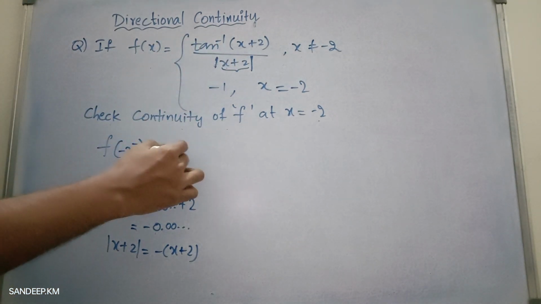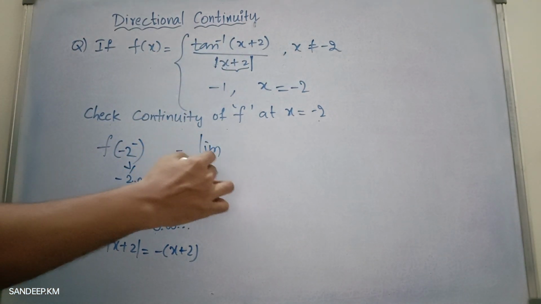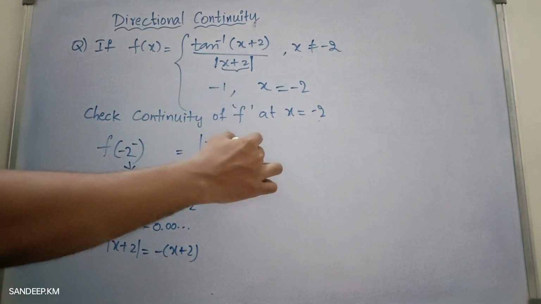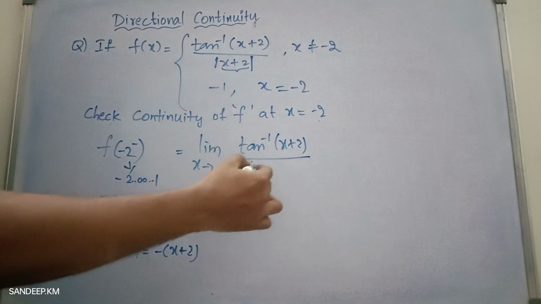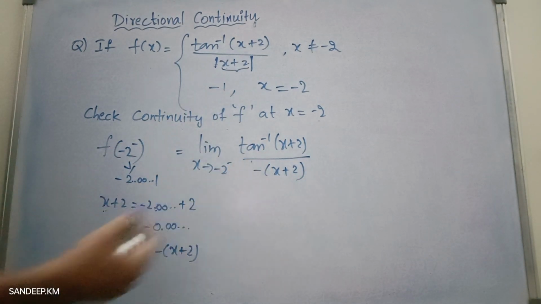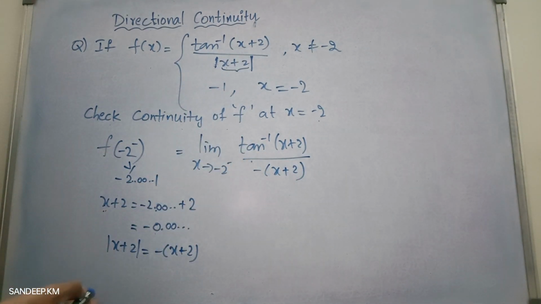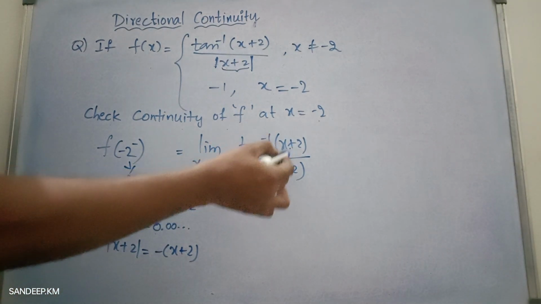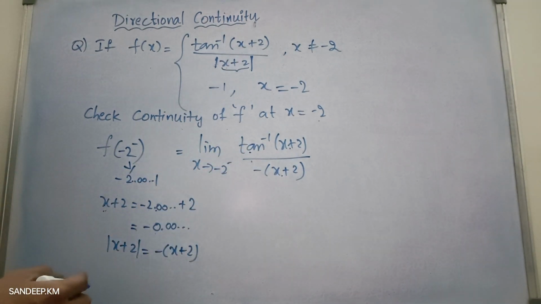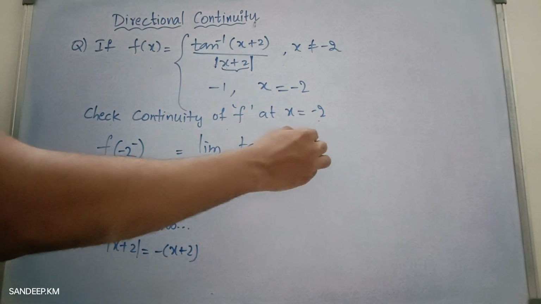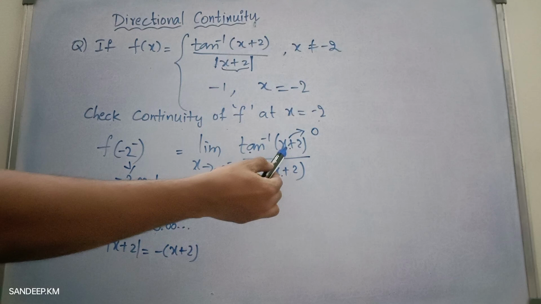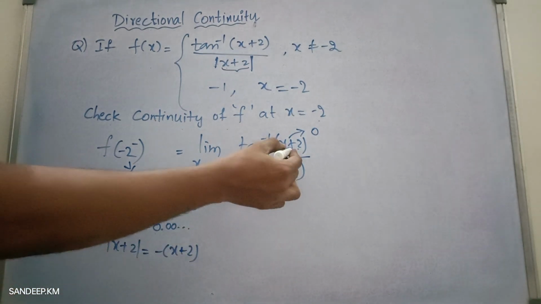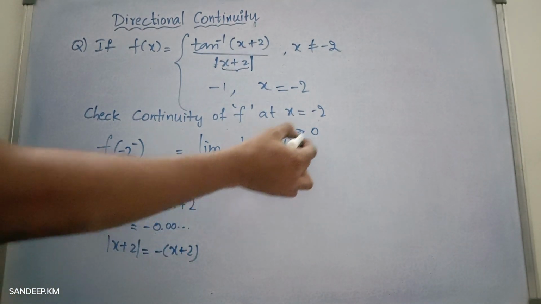Now come to this question. So it is limit x approaches -2 minus tan inverse of x plus 2 divided by, instead of mod of x plus 2 we are writing minus of x plus 2. That is a property of modulus, and we already know that tan inverse of f of x by f of x is approaching 1 if this f of x is approaching 0. Correct or not? If you substitute x as -2, x plus 2 is 0. This is f of x. F of x is approaching 0.